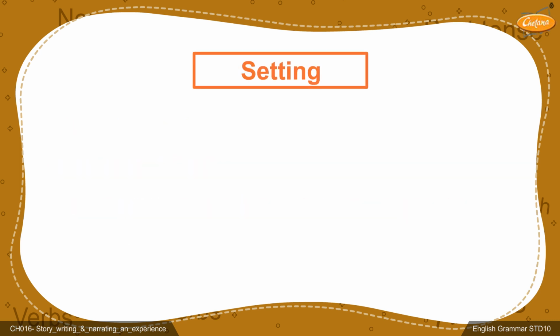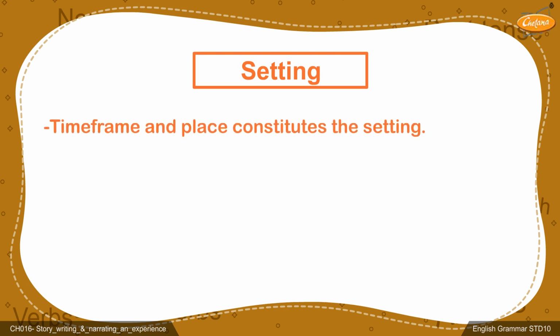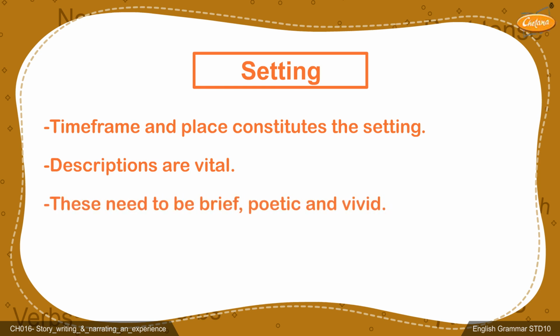Next, we move on to the setting. Every story has a time and place setting which constitutes the backdrop or background. When you develop a story, make sure you focus on the setting and the description. Remember, these descriptions should be brief, poetic, and vivid, clear.